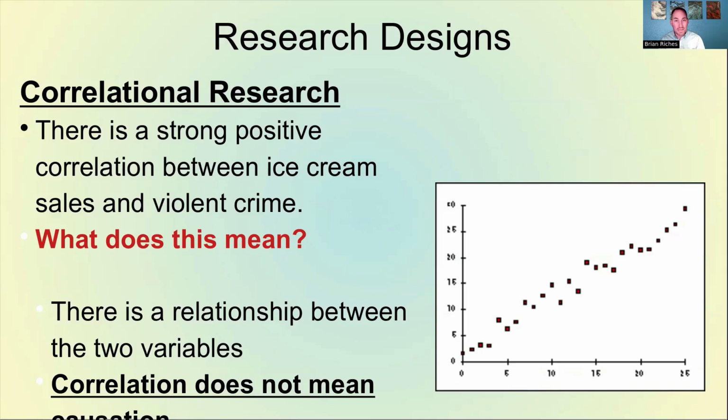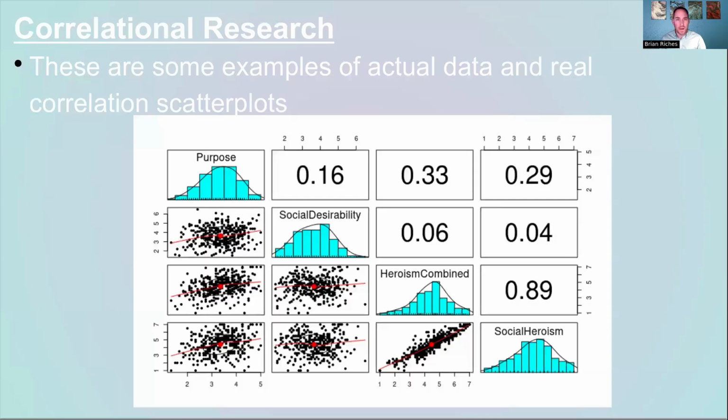They are related to one another. We can see a mathematical relationship, but it doesn't mean that one causes the other. Sometimes there's a third variable causing both things in a correlation. Sometimes a correlation points to an actual causal relationship, but correlation just tells us we can see a relationship between these variables. So here are some actual graphs from some of my data, and this actually came from my dissertation.